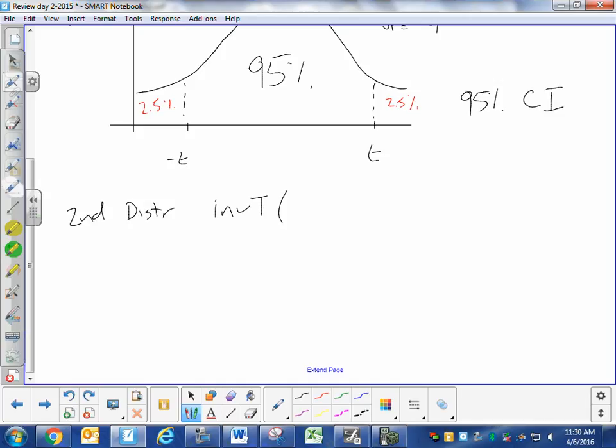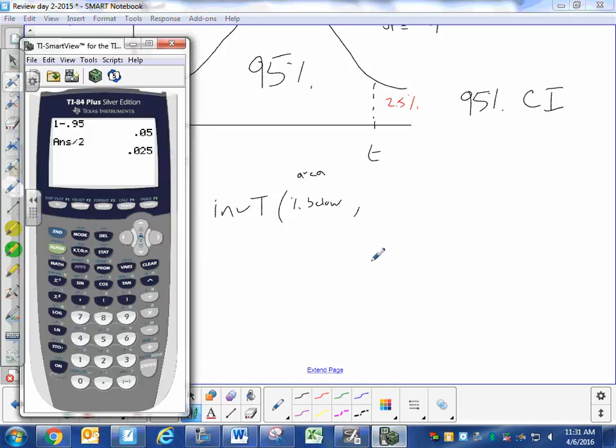Now, what you plug in here is the area. It says area in your little table. The area is your percent below that you want to find. And then they have the degrees of freedom, or df. If you do not have inverse t in your calculator, you're going to have to borrow another person's calculator. Second distr, you will look like this in your calculator.